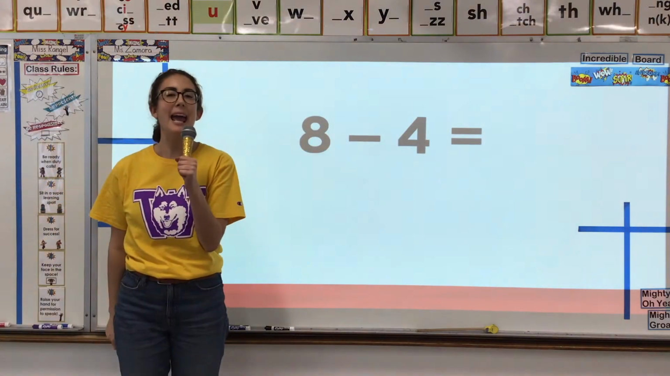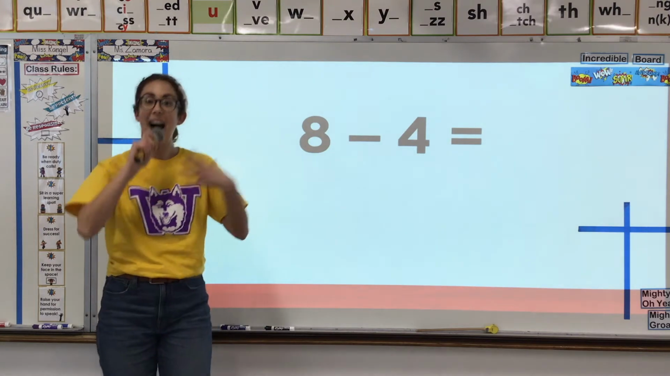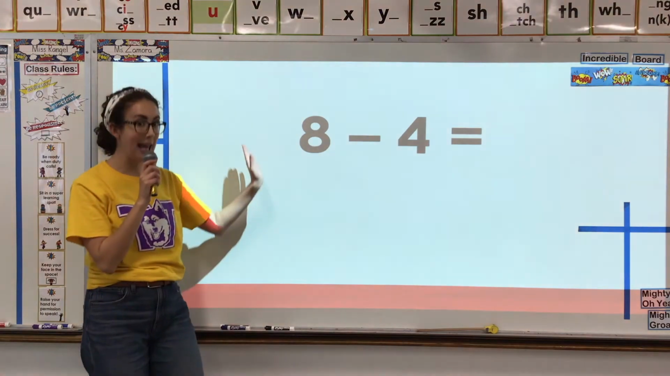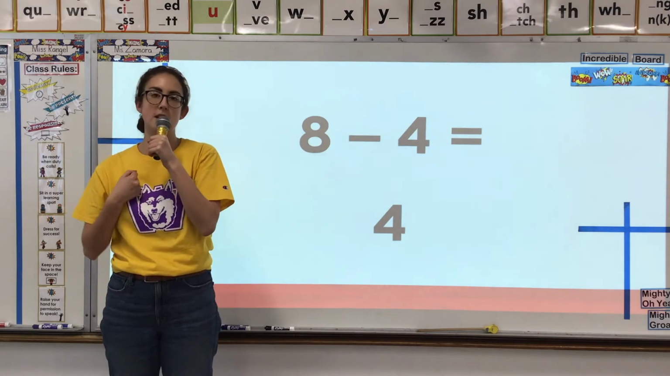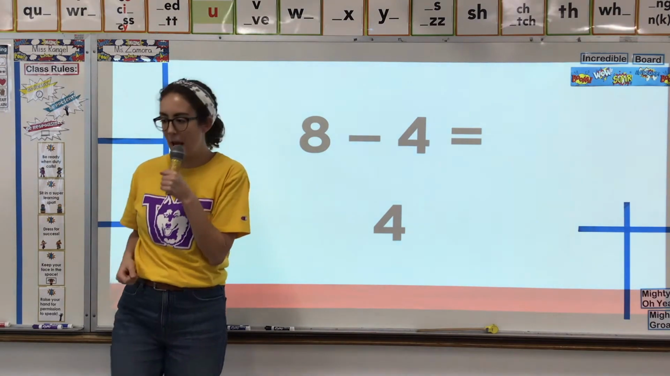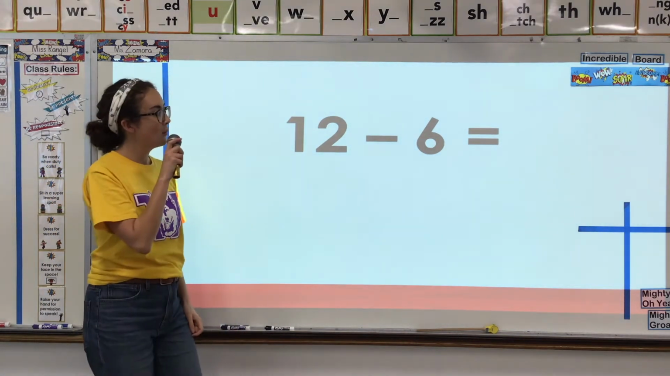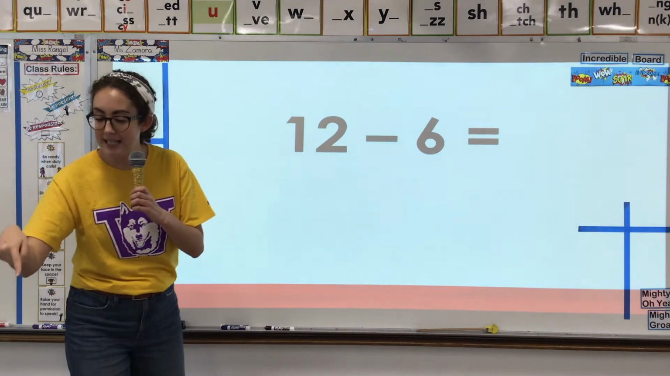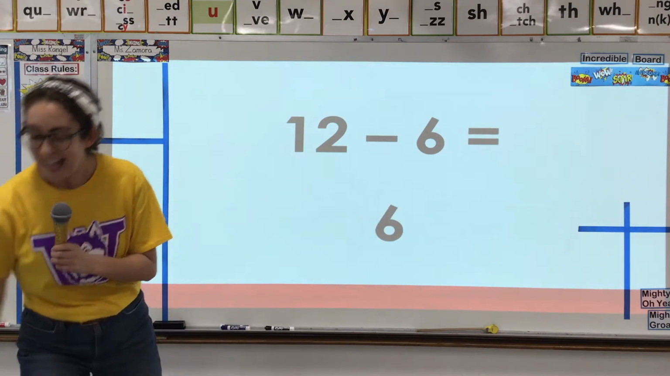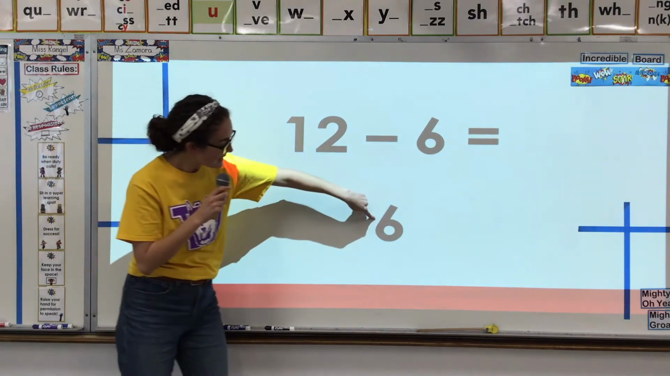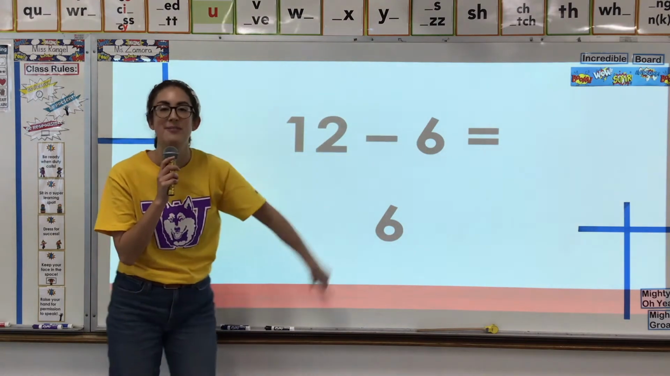Okay, 8 minus 4. What's our answer? I know 4 plus 4 is 8. So 8 minus 4 is 4, of course. Good job. Remember, you're trying to beat me to say it before. What about 12 minus 6? What is 12 minus 6? Take a look. I see our two egg lines. It's 6, of course. I know 6 plus 6 equals 12. So 12 minus 6 equals 6. Good job. Next one.